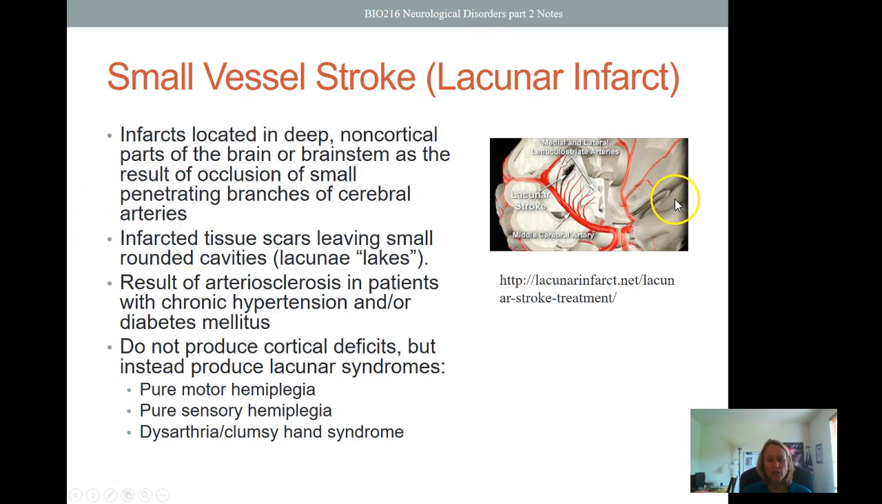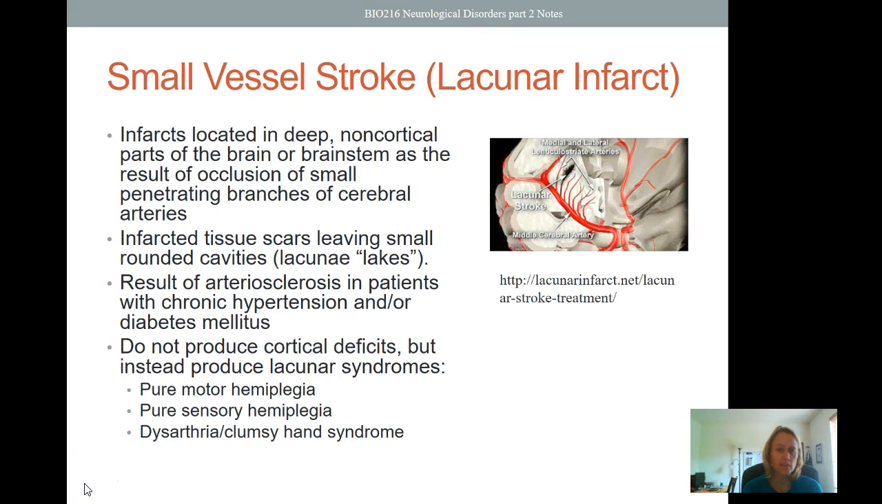Infarcted tissue will scar, and it leaves these cavities or lakes, and that's where the name comes from. This is the result of arterial sclerosis in patients with chronic hypertension and or diabetes mellitus. It does not produce cortical deficits because it involves deep non-cortical tissue, but instead produces other syndromes, including motor hemiplegia, sensory hemiplegia, dysarthria, or clumsy hand syndrome.